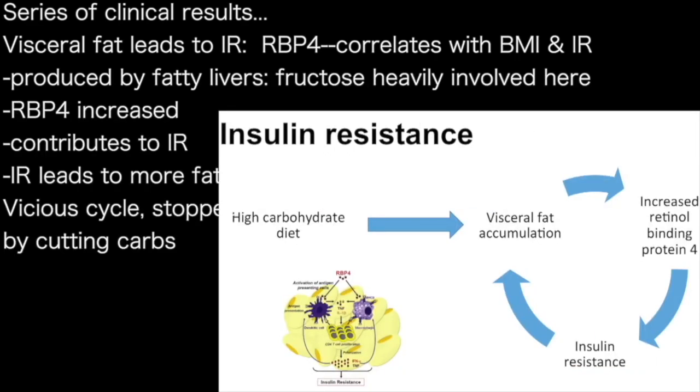You have a high carbohydrate diet, and in particular fructose is implicated here, as most of you will know, and that leads to fat accumulation, the visceral fat and around the liver. That then directly leads to an increase in this retinol binding protein 4, and through various mechanisms, this is the molecule which actually contributes to insulin resistance. Now, I think you can see the problem here, because we know that insulin resistance leads to fat accumulation. This is a rather nasty cycle here, and the only way to deal with it is to eliminate carbohydrates from the diet.